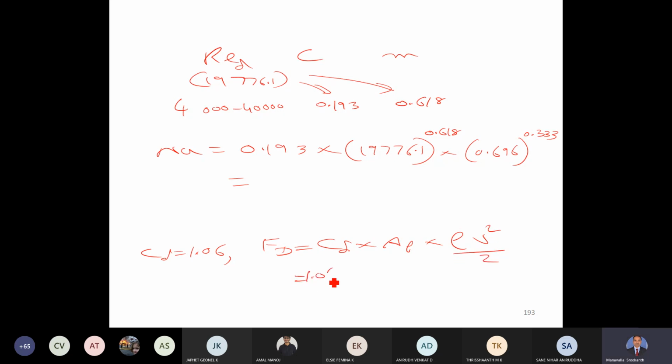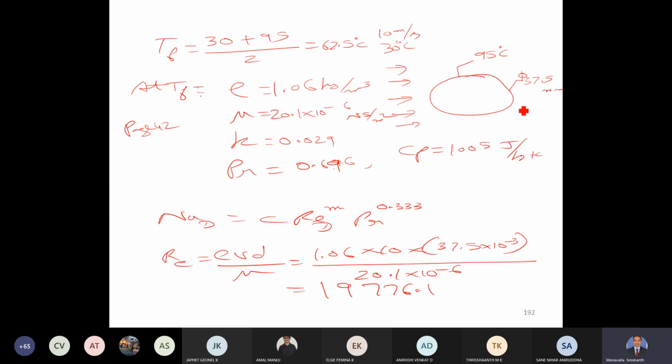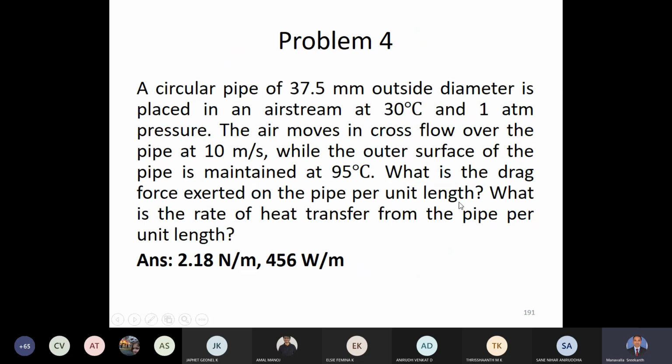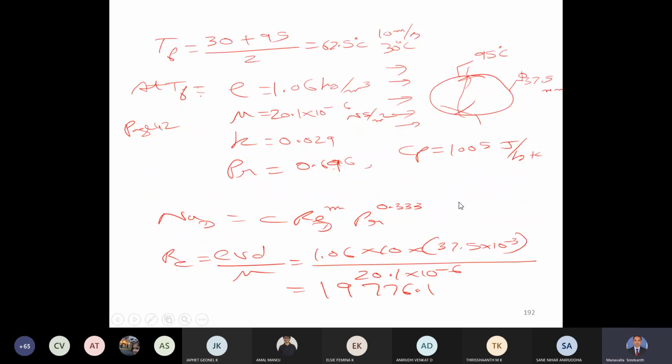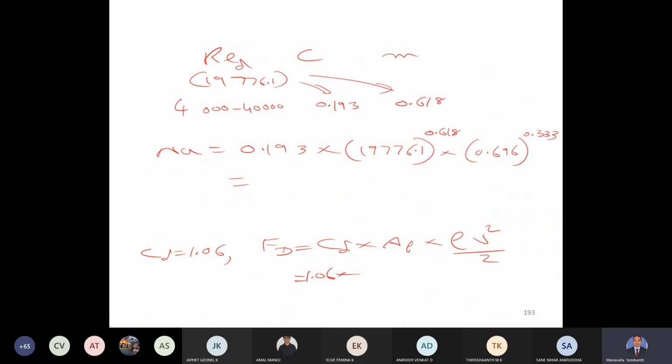So 1.06 multiplied by the frontal area. So what is this frontal area? So this area, whatever this region is. So how much will that be? The frontal area. This is the diameter multiplied by unit length. If the length is unity, we are told for a unit length. So length is 1 and diameter is 37.5.